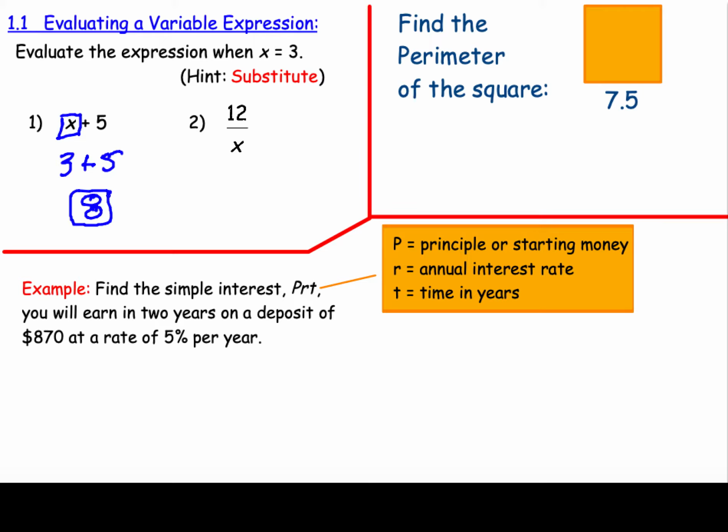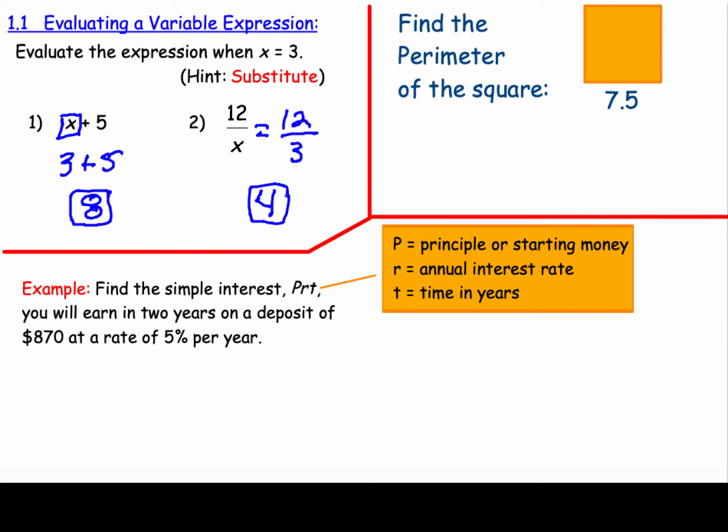The same thing goes over here where we're talking about division. We've got a 12 on the top, which is a value of itself. And then that x on the bottom is going to be removed, and we're going to call that a 3. So 12 divided by 3 just becomes 4.